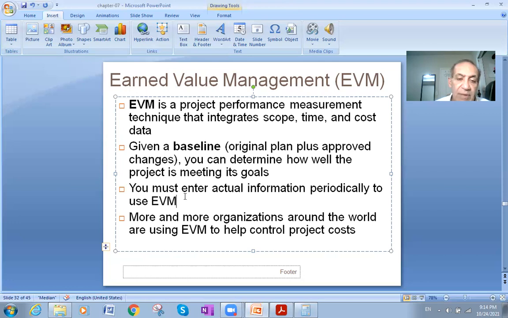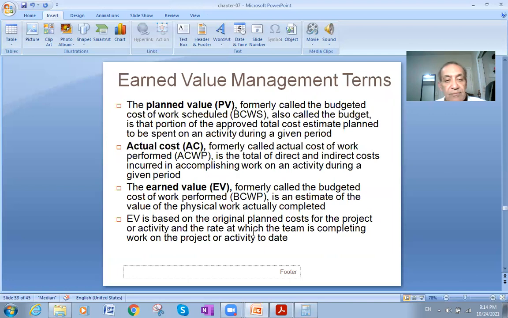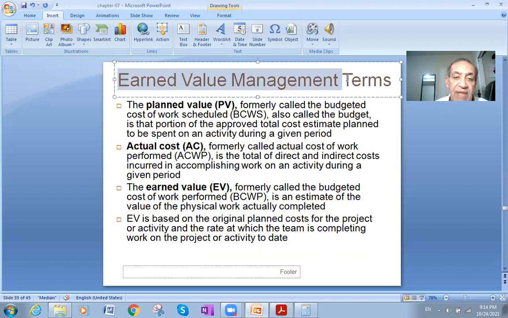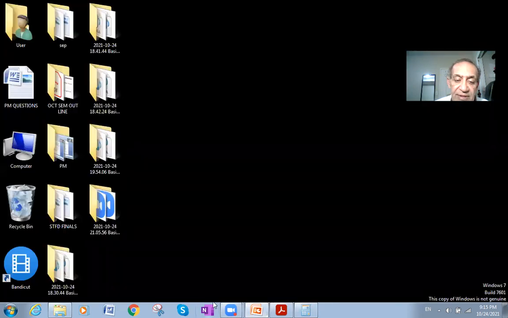More and more organizations around the world are using earned value management to help control project cost. Earned value management has terms. What do we mean by earned value management? Let us see a video about earned value management, then we come back to complete our work.